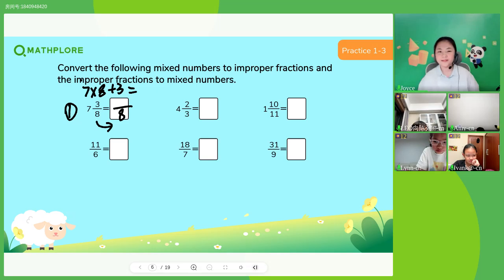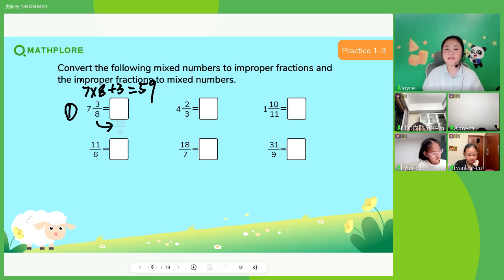7 times 8 plus 3. Everyone, 59. Yes, it's 59. So the numerator is 59. Clear? 8 over 15. 59 over 8 is the improper fraction form. Okay, what about the next one?